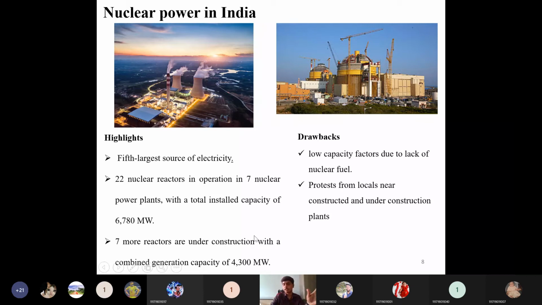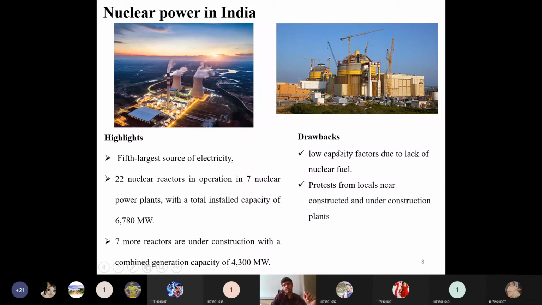So there will be an addition by 2025. I think the addition of this much electricity generation can happen. So until now we have this much electrical capacity using nuclear energy, which is 6,780 megawatts. But by 2030, we will be having the additional capacity of 4,300 megawatts. These are the highlights of Indian nuclear power generation.